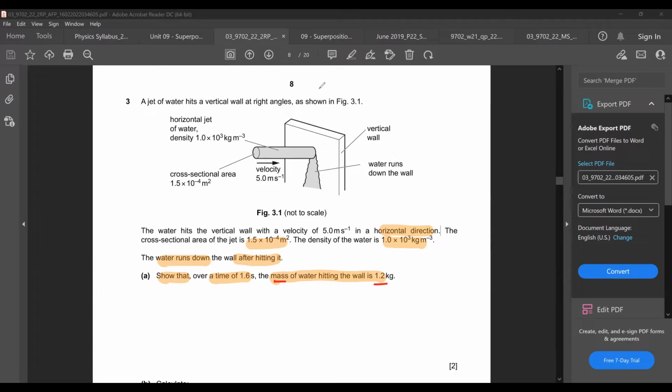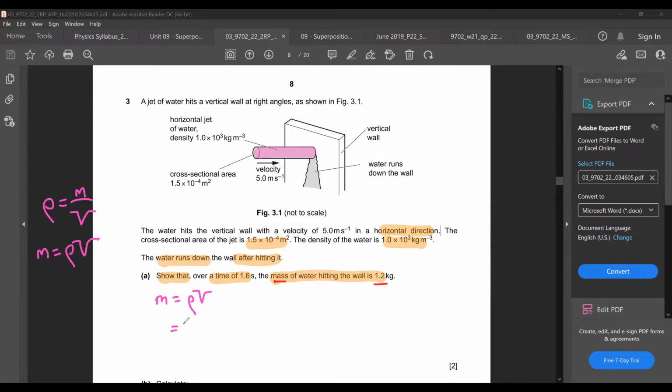Okay, right. You want to show that the mass of water hitting the wall is 1.2 kg. You can consider, say, this volume here. Now, you know density is mass over volume, such that mass is rho v. So here, mass is density times volume. This one is a cylinder, okay?